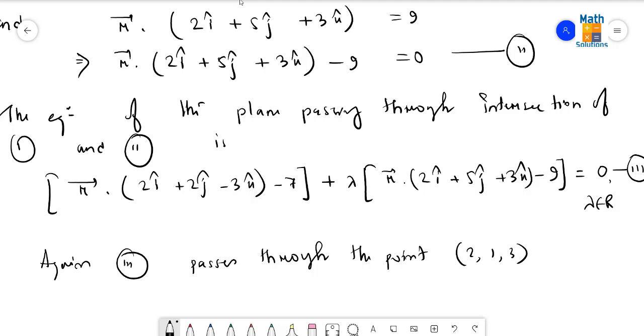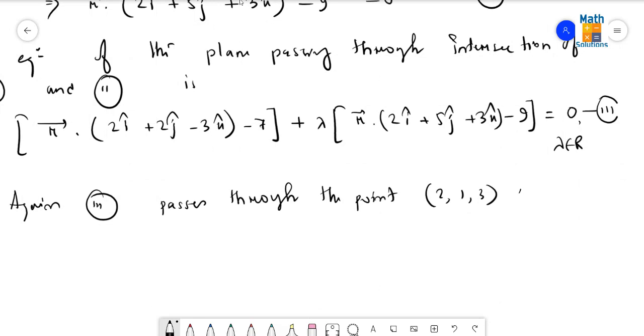So after this, what can be done? Its position vector can be written as, wait, what is the position vector here? Vector r at this particular point could be 2i cap + j cap + 3k cap. This value should be put in 3. So we shall be getting what?